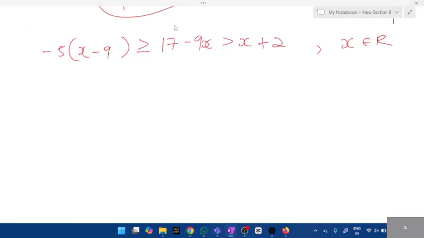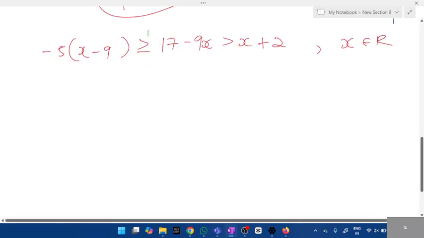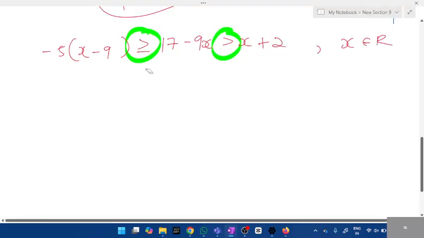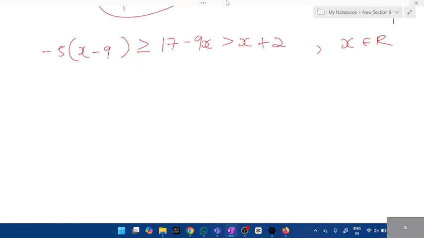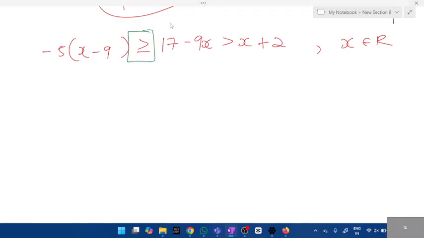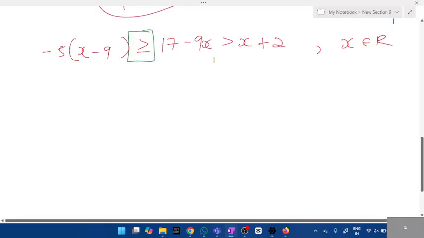Okay, all of you look at the screen. How do you split this, students? How many equations do we have here? How many equations? Inequality symbol. Two inequality symbols. So look at the first inequality symbol. First inequality symbol. Left hand side and right hand side, you have to copy both the values.